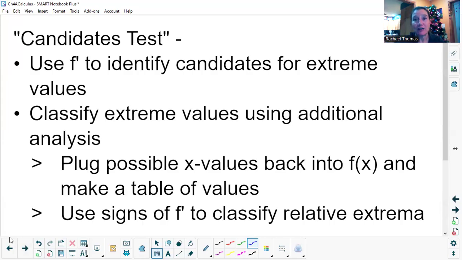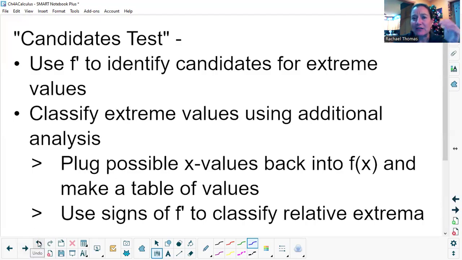When you're asked to find absolute maxes and mins, finding f at all those values, we call it a candidates test. When you see an absolute max or min problem, this is your strategy. You want to use f prime to identify any candidates for extreme values, so it would be critical points or endpoints. Then you make a table of values of x and f of x, and you classify those extreme values using some kind of additional analysis. You plug the x values back into f to make a table of values to find the absolute max and min, and then you use the signs of f prime to classify any relative extrema.